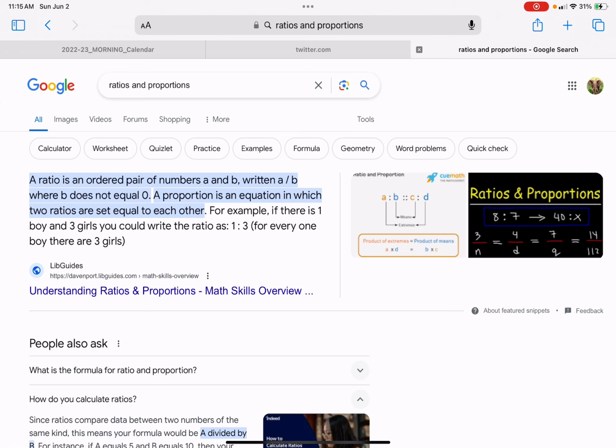And also, there are going to be Virtual Nerds resources in the Google classes for mathematics. So, here is our ACT Math.